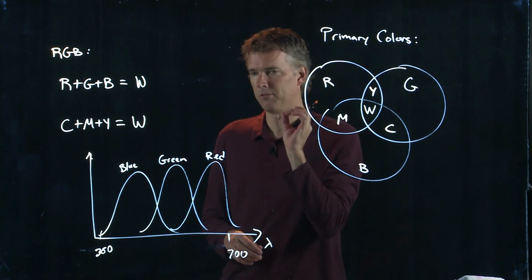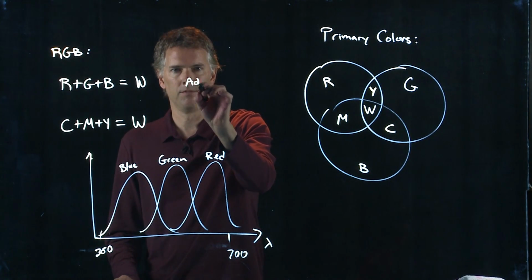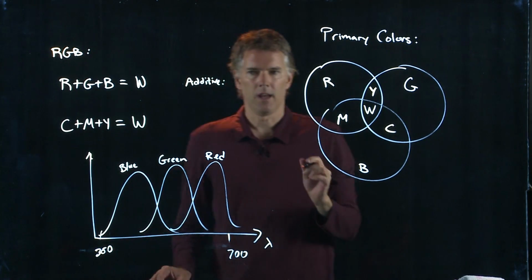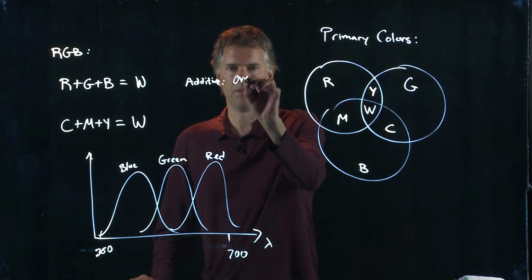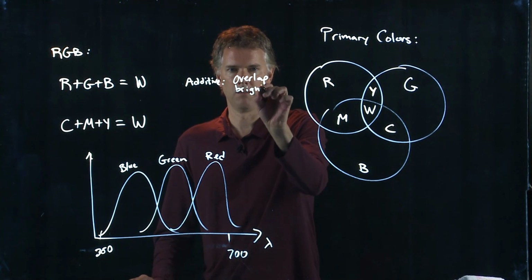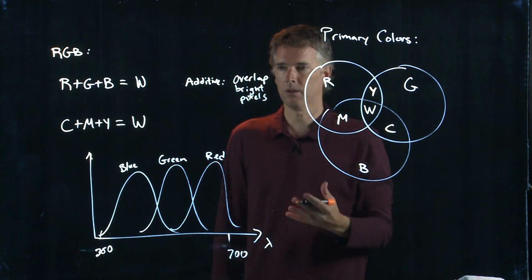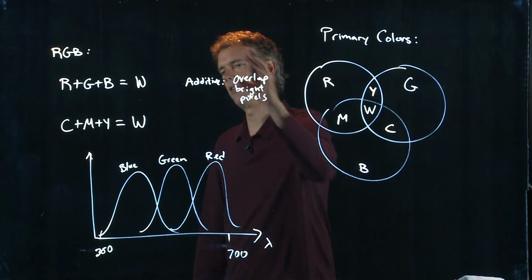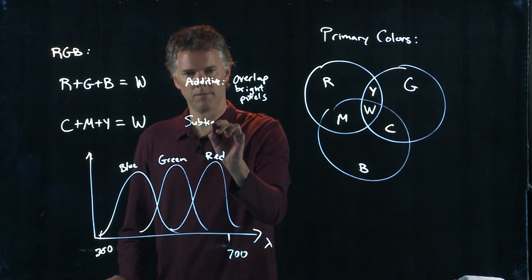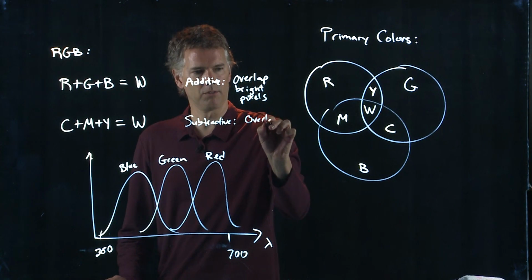Now, there's two types of colors that you have to worry about. There's additive, and this is when you overlap bright pixels, like in your computer monitor, okay? And that's RGB. But subtractive is when you overlap inks.